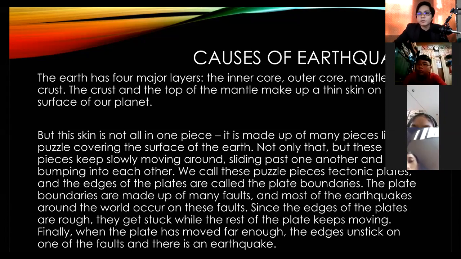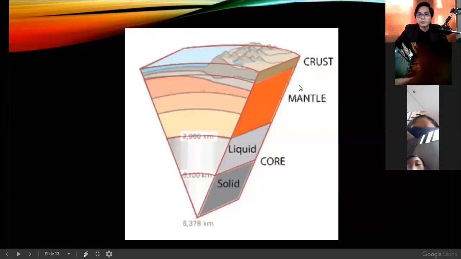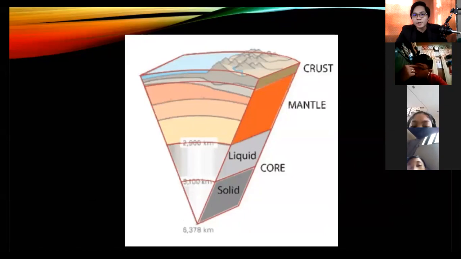Can you see the illustration? It's still loading on my screen, sir. Oh, yes, I can see it now. Okay. So this is a dissected part of Earth wherein you can see the components of Earth, like the inner core, the outer core, mantle, and the crust.